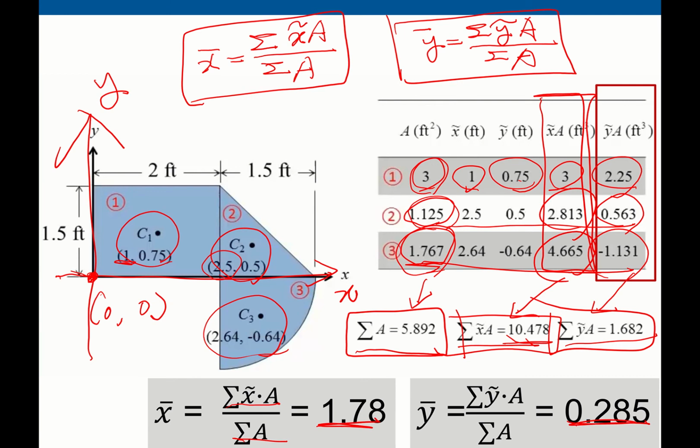So where is the 1.78? 1.78 somewhere, I think here, maybe 1.78. And for the y it is 0.285. So where is 0.285? Maybe somewhere here. So this one. Okay, this is the centroid.